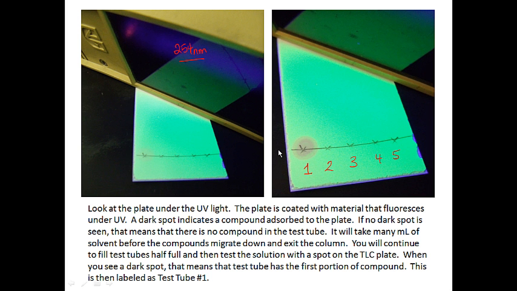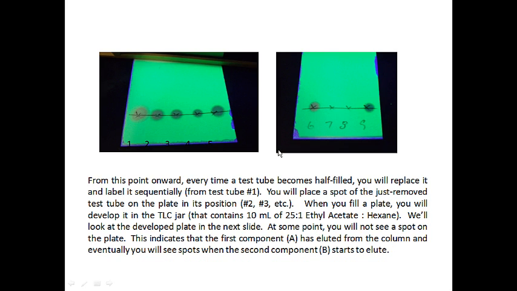Okay, so the first time we see a dark spot, we now are collecting fractions. After our first 5 fractions, we may see something like this, 5 dark spots. That indicates that all the test tubes have individual components in them. And so now we need to develop the plate, which I'll talk about in a moment. But if you see a dark spot, that means that the test tube had a component of the Excedrin tablet.